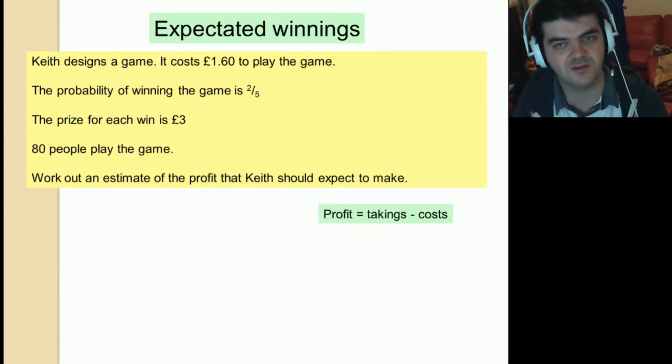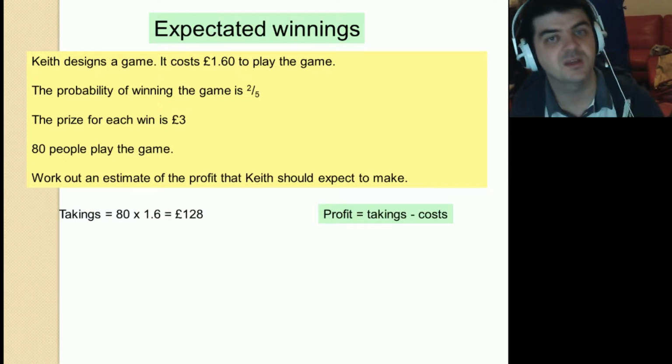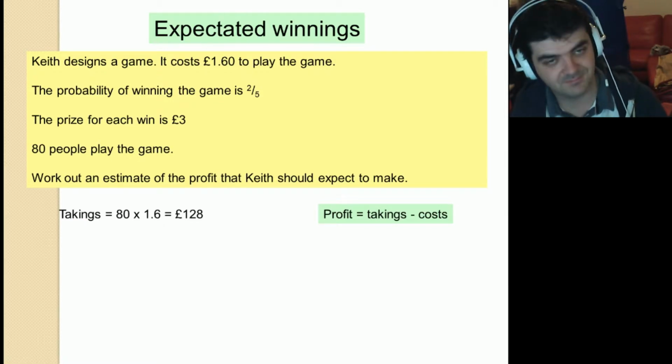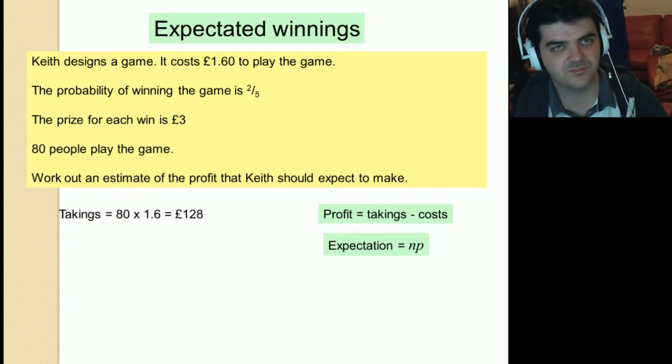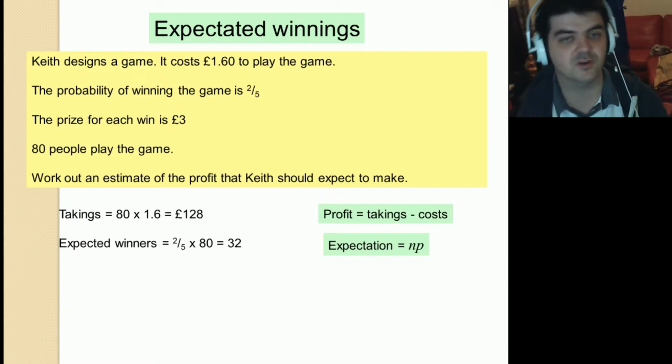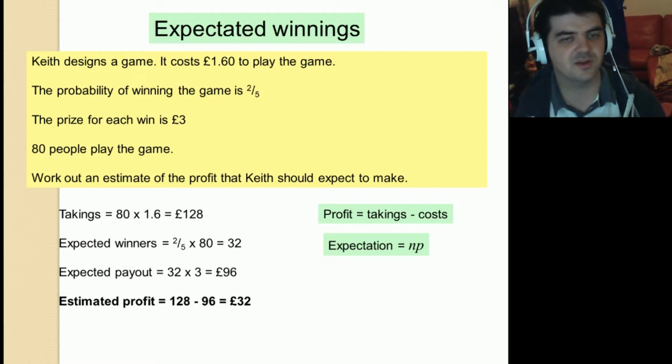So profit is your takings take away your cost. So if your takings are 80 people times £160, you're going to take in £180. If only 2/5 of those 80 people win, then only 32 are going to win, and 32 are going to win £3. So that's 96. Your estimated profit is going to be 128 minus 96.